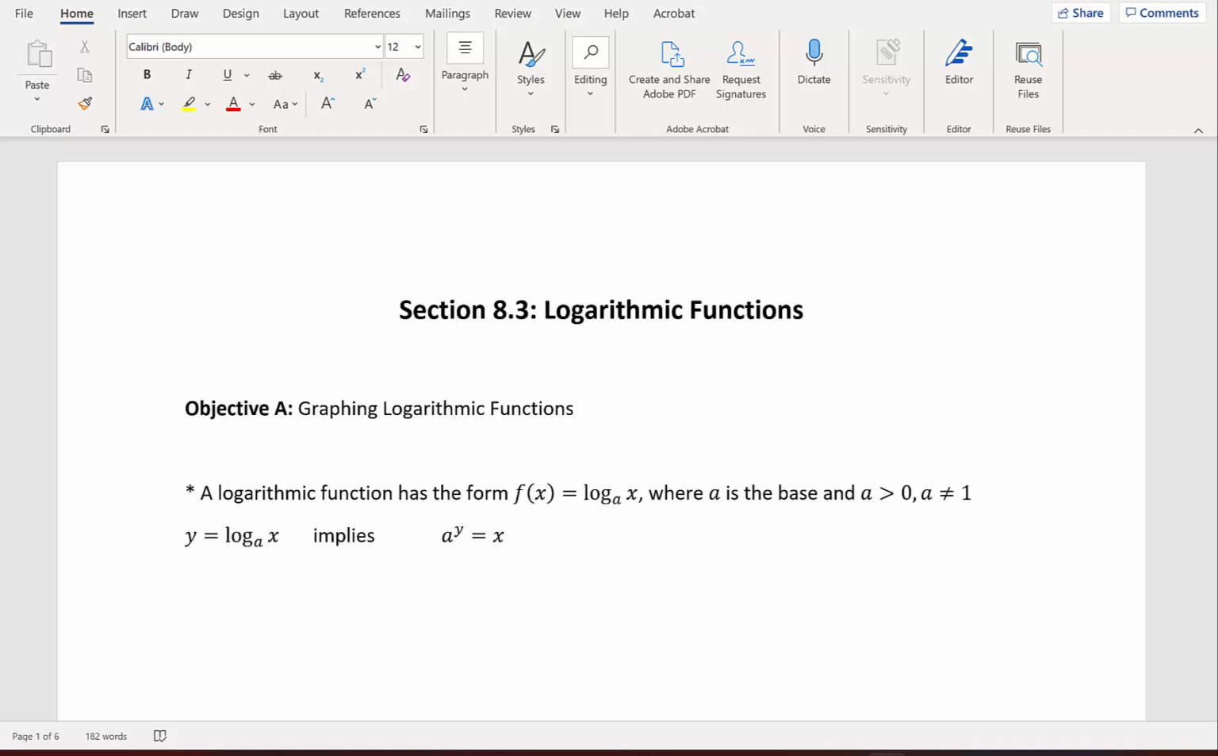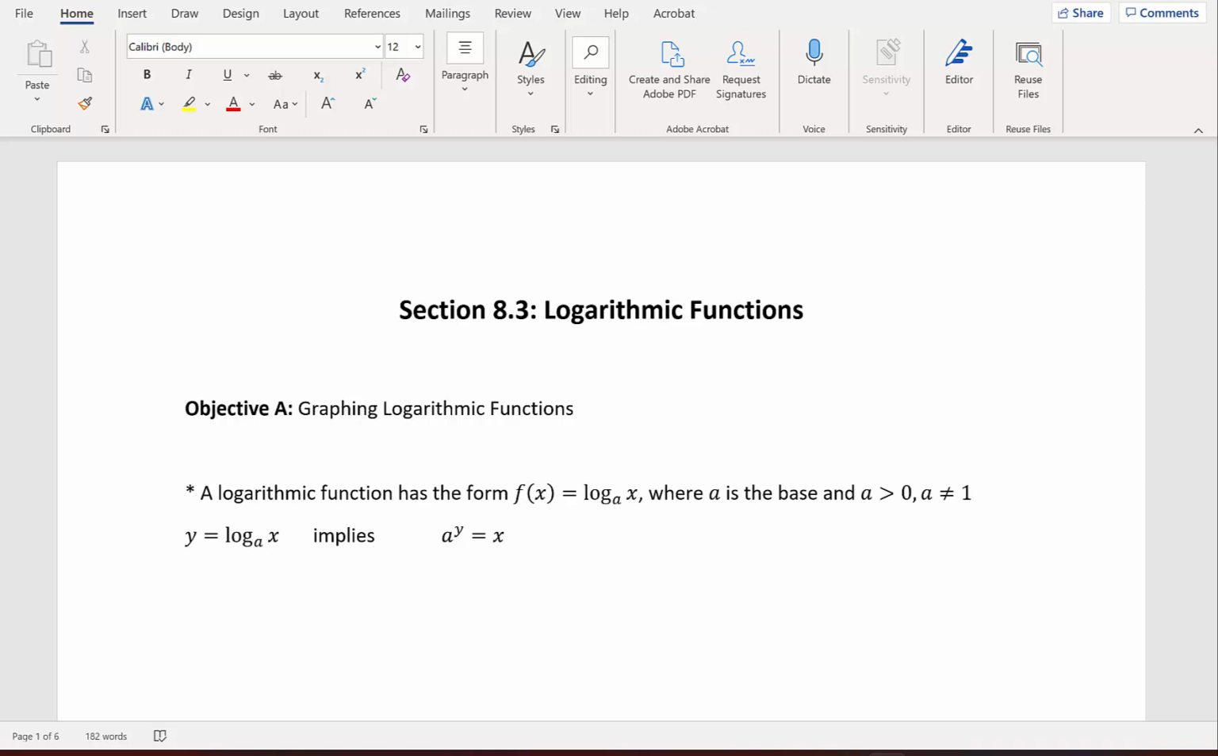In this video, we'll take a look at section 8.3, which is on logarithmic functions. Now, our first objective is graphing logarithmic functions. So, a logarithmic function has the form f of x equals log base a of x, where a is the base, and a is bigger than 0, and a cannot be equal to 1.